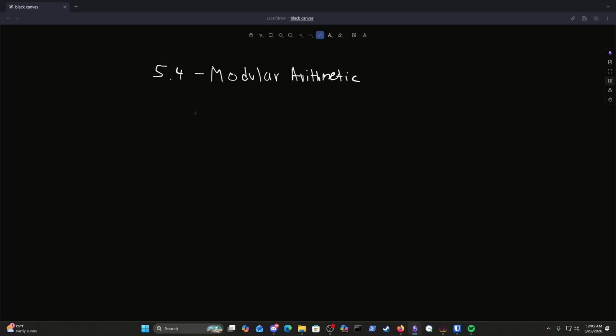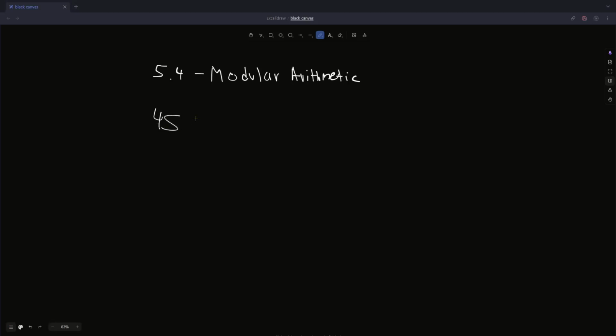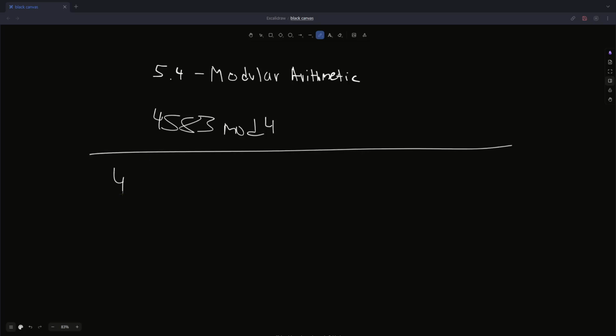Okay, and so we'll go ahead and do two problems really quick. They're pretty easy. We'll show this applied to a bit larger values. So we'll do 4583 mod 4. First thing you're going to want to do is expand this out like we did with base in the number bases video. 4 times 10 to the third plus 5 times 10 squared plus 8 times 10 to the 1 plus 3.